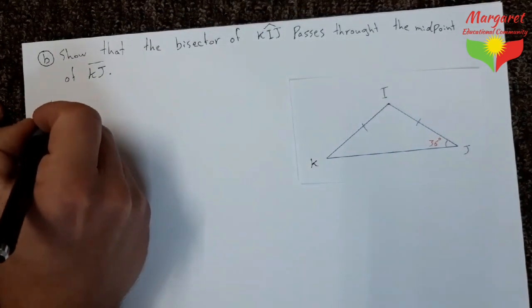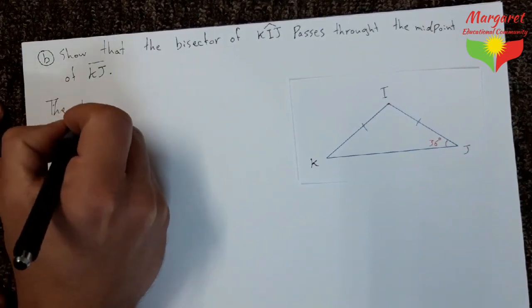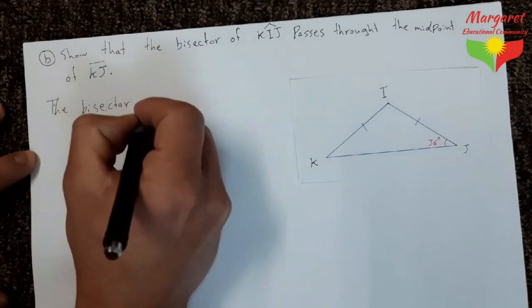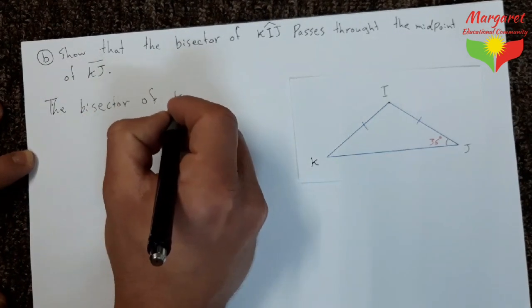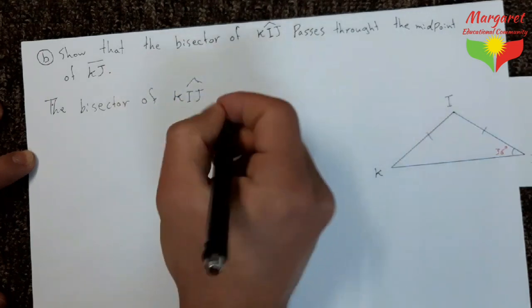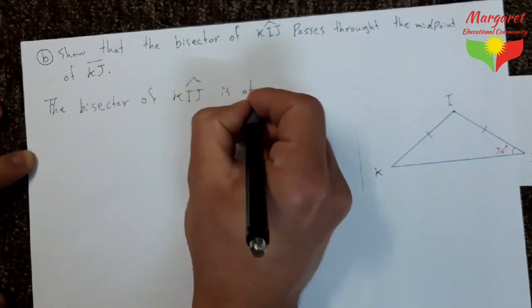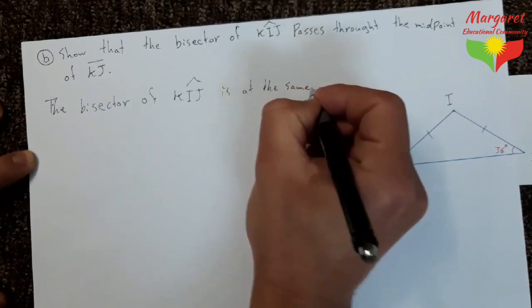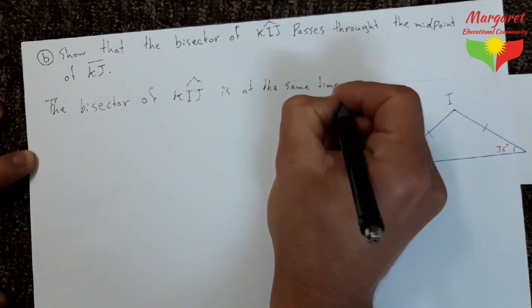So the bisector of angle KIJ is at the same time the median.